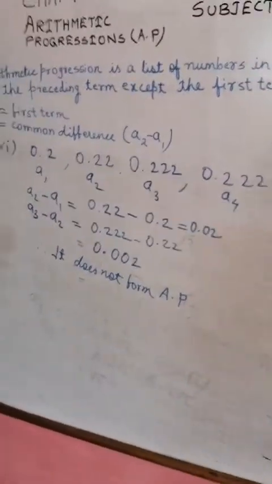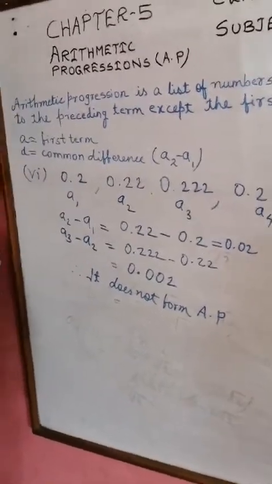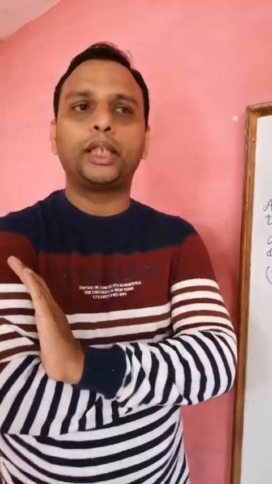So, I hope you understood the concept of the chapter, how to solve the question, how to find whether the given series of numbers is AP or not. It depends on the common difference. If the common difference is the same in the series of numbers, then we call it an AP.